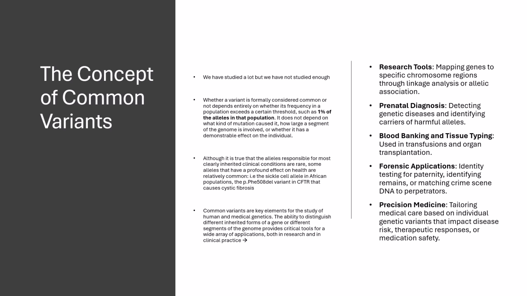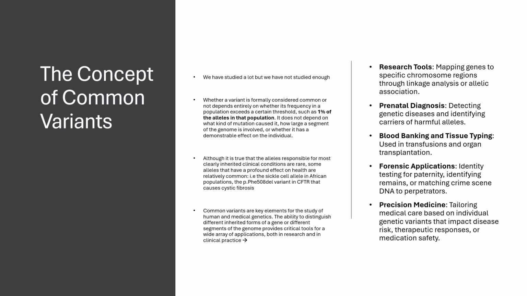The study of common variants has become very important recently because we are using them in daily practice. We use them in research tools to map the genes in specific chromosomes or regions. We use them in prenatal diagnosis, detecting genetic diseases during pregnancy. Also in blood banking and tissue typing, especially now becoming more interesting in organ transplantation or bone marrow transplantation. And also it has some forensic applications to identify paternity or in crime scenes.